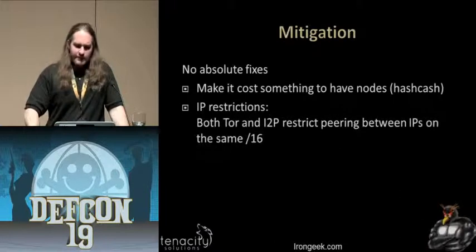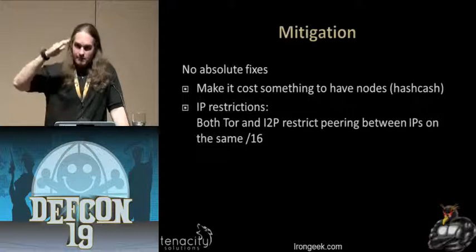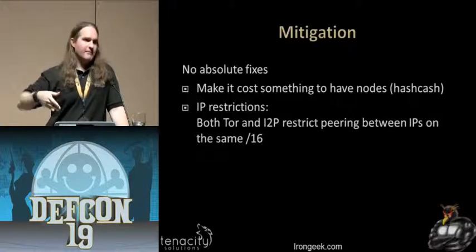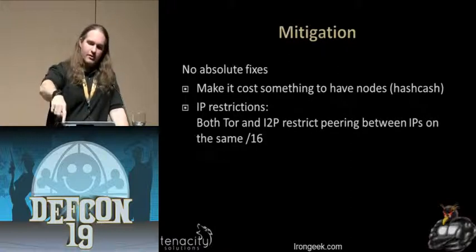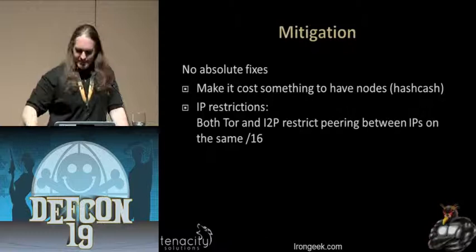Another mitigation that's out there: both Tor and I2P restrict peering between two nodes that are on the same /16 IP network. This is to keep you from hitting someplace and going, okay, you have a tunnel through this network, but all the IPs in your tunnel belong to the same ISP and they can look at all of it. That would not be so good for anonymity.